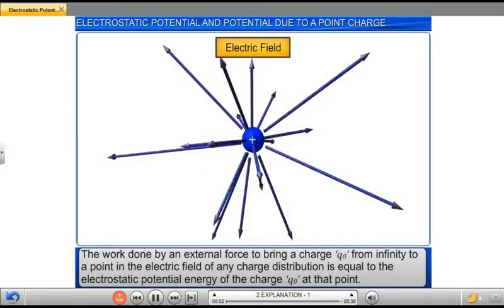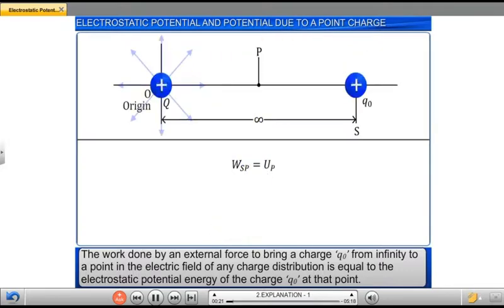We know that the work done by an external force to bring a charge Q0 from infinity to a point in the electric field of any charge distribution is equal to the electrostatic potential energy of the charge Q0 at that point. That is, the work done to bring the charge Q0 from point S at infinity to P is equal to the potential energy of Q0 at point P.